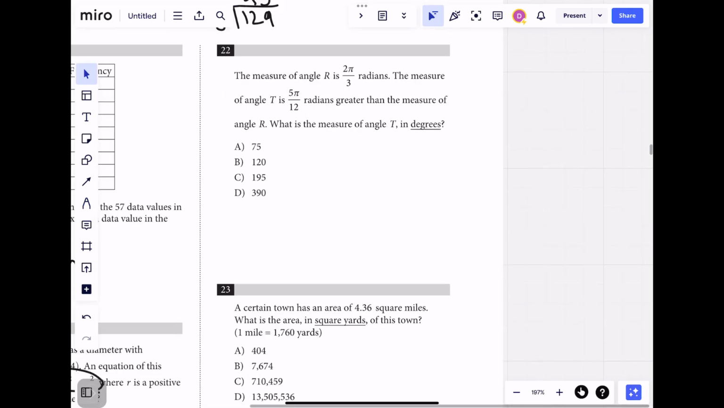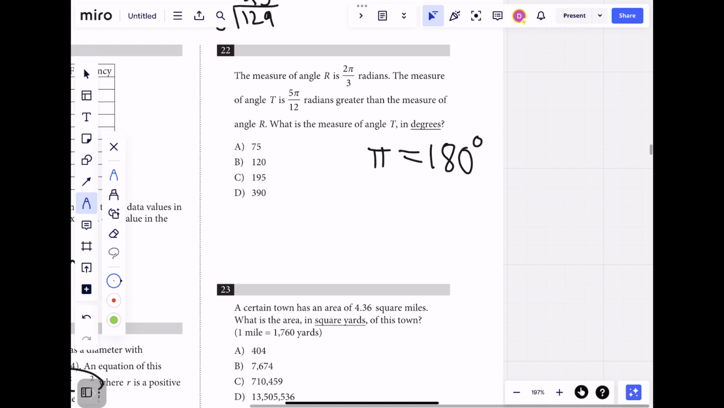The measure of angle r is 2 pi over 3 radians. The measure of angle t is 5 pi over 12 radians greater than the measure of angle r. What is the measure of angle t in degrees? So for this question, you have to understand that pi radians is equal to 180 degrees.